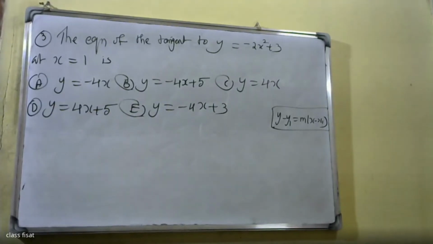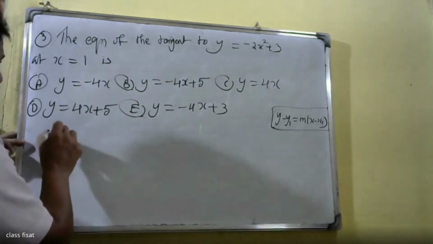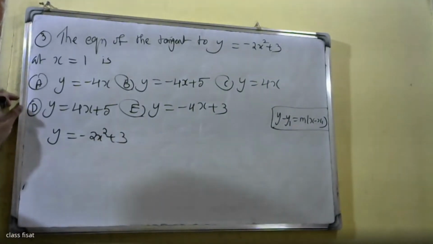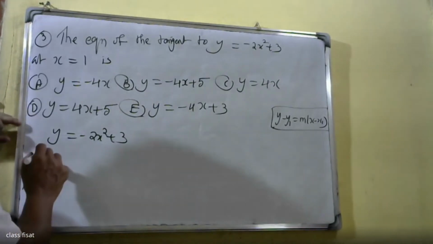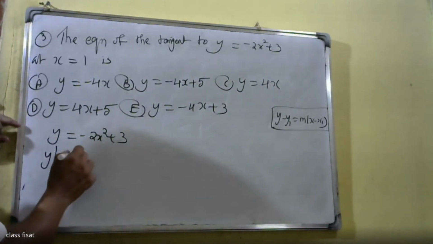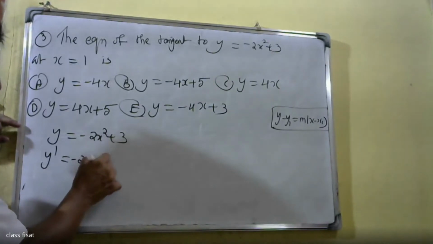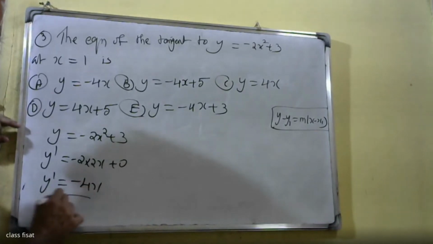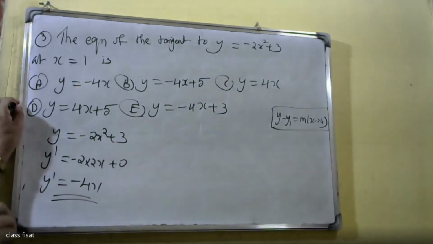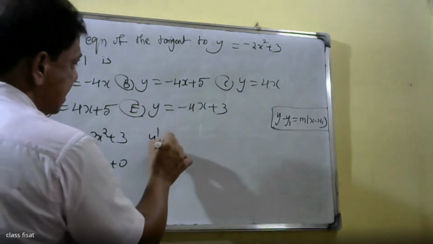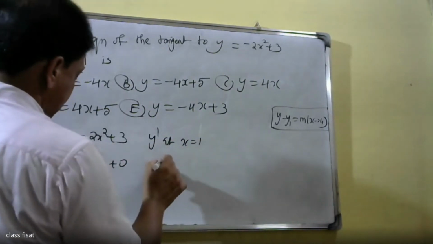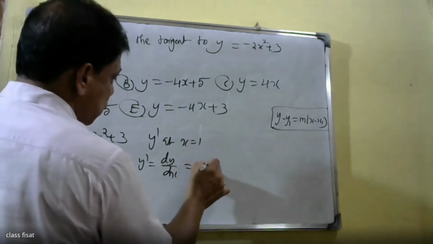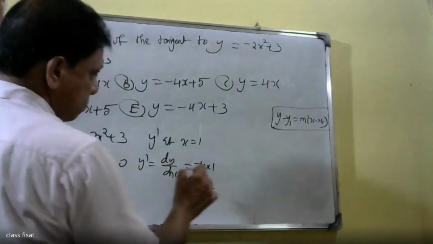The equation is y is equal to minus 2x square plus 3. Differentiating, y dash, that is dy by dx, is equal to minus 2 into 2x plus 0, so y dash is equal to minus 4x. Now y dash at x is equal to 1: dy by dx is equal to minus 4 into 1, that is minus 4.